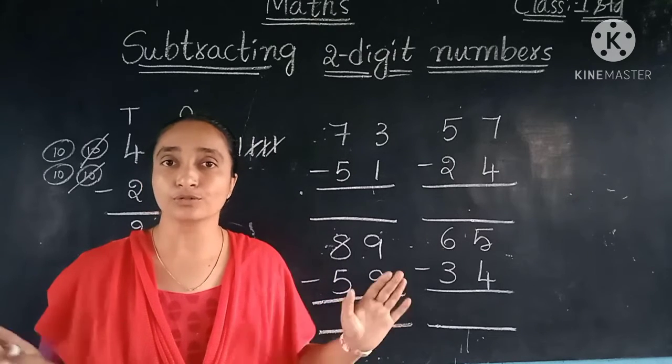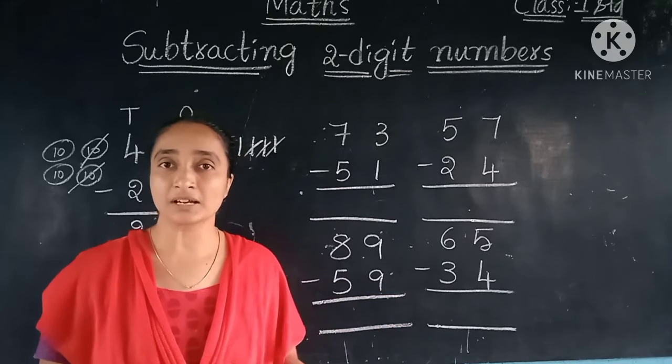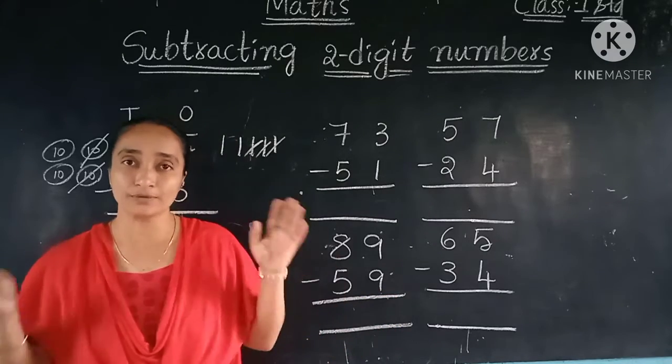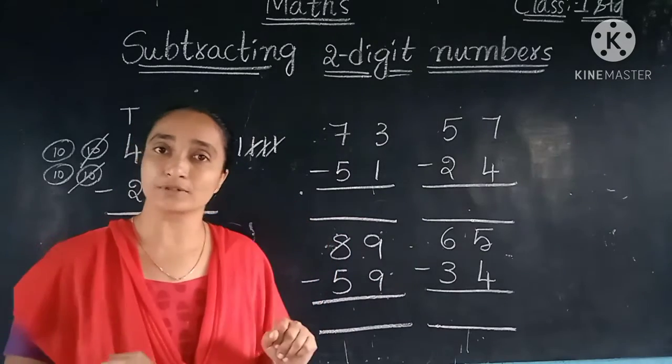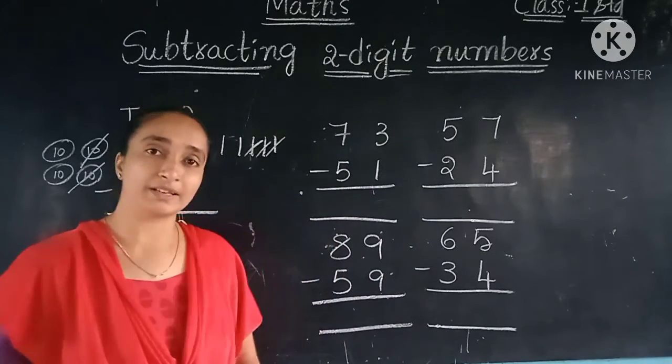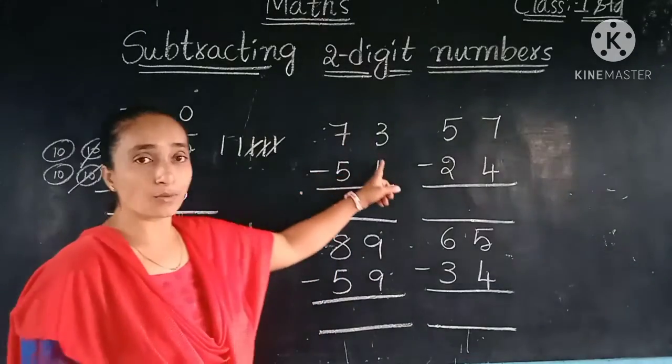You are not allowed to draw the lines. We are in first standard now, so we can't draw the lines now. We have to do the calculation with our fingers. So with the 10 fingers only, we have to do the calculation. Okay children? Yes. Let us do now the ones place.